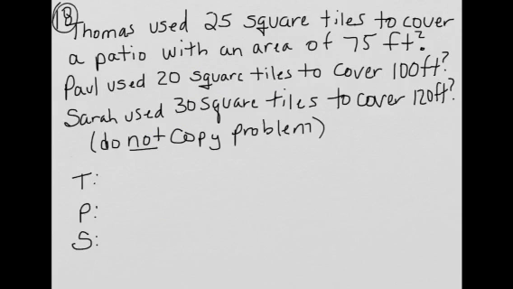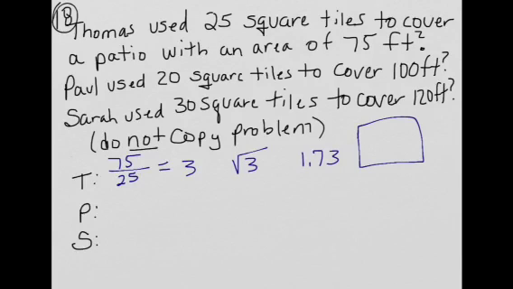Thomas used 25 square tiles to cover a patio with an area of 75 feet. So we have 75 feet divided by 25 square tiles. 75 divided by 25 is going to give us 3. So that means the area of each tile is 3. We're going to take the square root of 3 because we need to find the measurement of each side. So the square root of 3 is going to be 1.73 rounded. So that's going to be the side of each one of the tiles, 1.73.